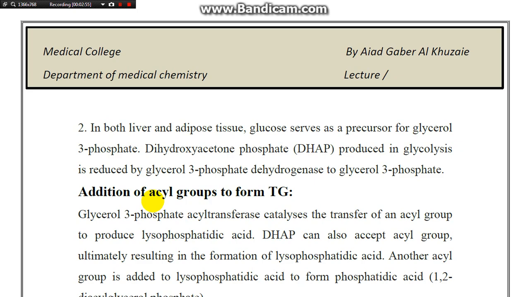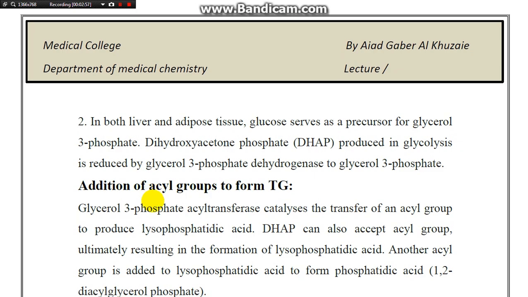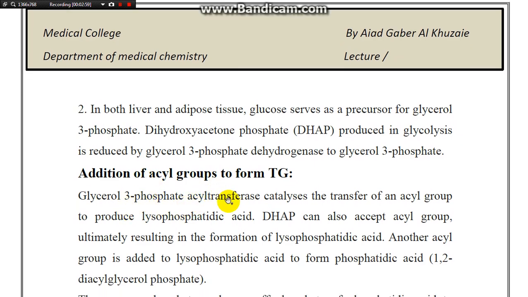Addition of acyl groups to form the TG: the glycerol 3-phosphate acyl transferase enzyme catalyzes the transfer of an acyl group to produce the lysophosphatidic acid. So the glycerol 3-phosphate acyl transferase transfers the acyl group to the glycerol and gives us the first compound, lysophosphatidic acid.